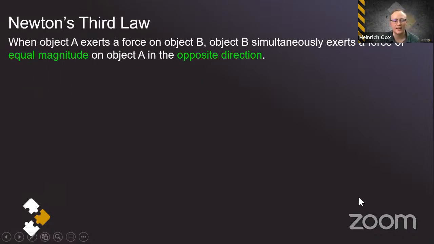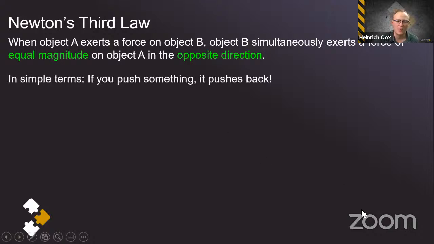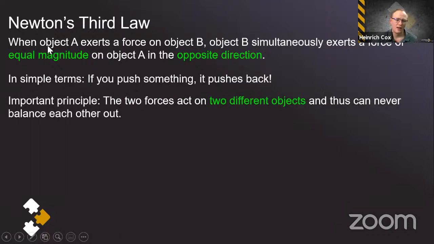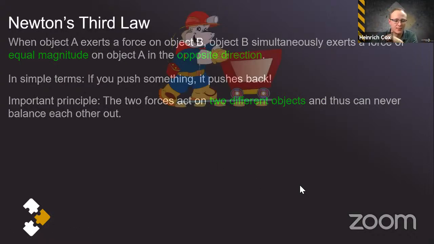When object A exerts a force on object B, object B simultaneously exerts a force of equal magnitude on object A, but in the opposite direction, okay? So in simple terms, if you push on something, it's going to push back. An important principle is that the two forces are acting on different objects, and thus they can never balance each other out, okay? Because they're acting on different objects.